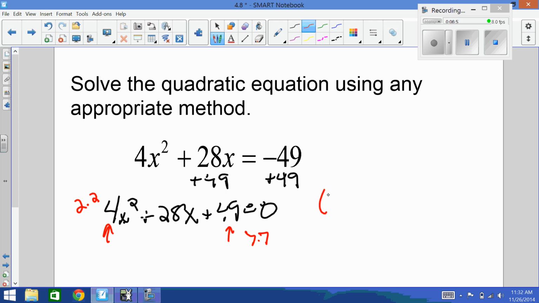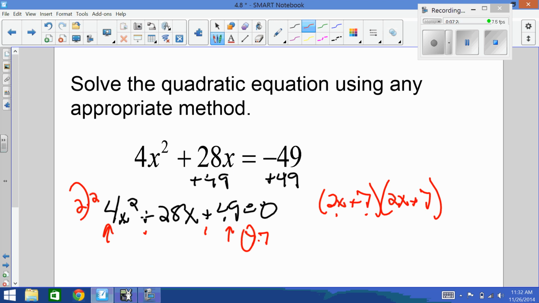So I'm going to do 2x and 7, 2x and 7. One of the 2x's goes here, one of the 7's goes here, and the other ones go right there. Now we're adding, so both signs will be the same, they'll both be positive.